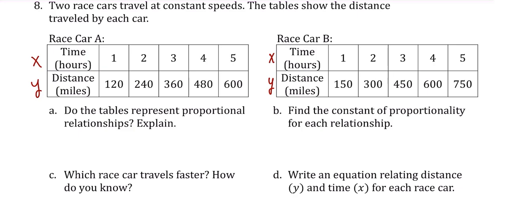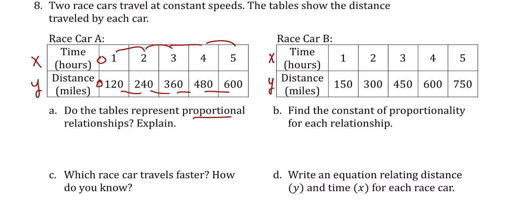So now let's look at whether these particular situations would include the point (0, 0). That's needed to determine if it's proportional. I can tell that as x goes up by 1 every time, the y is going up by 120 here, which means that if x went down by 1 to 0, the y would go down by 120 to 0. So yes, this particular race car A is proportional.